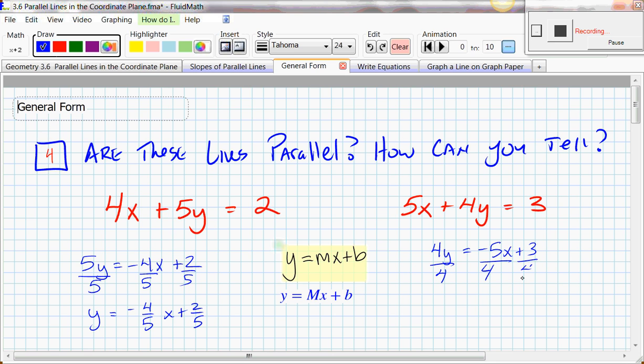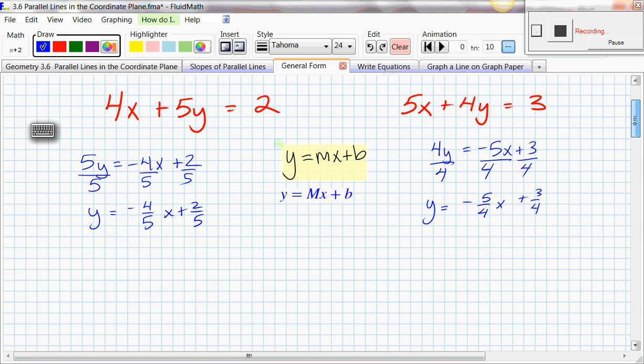4 divided by 4. So that means that y is going to be negative 5/4 x plus 3/4. And then let's take a look at their slopes, now that I can identify them. The slope for this line is negative 4/5. The slope for that line is negative 5/4. They are not the same thing. Negative 4/5 does not equal negative 5/4. So therefore, these lines are not parallel.